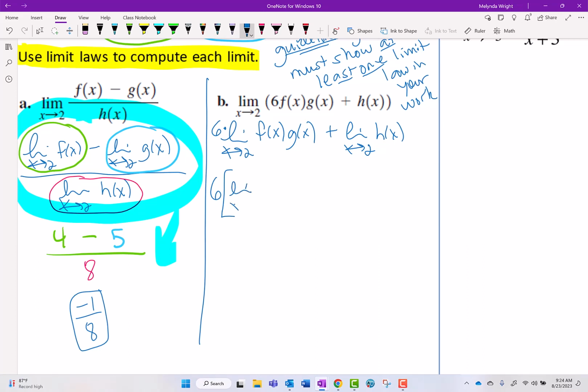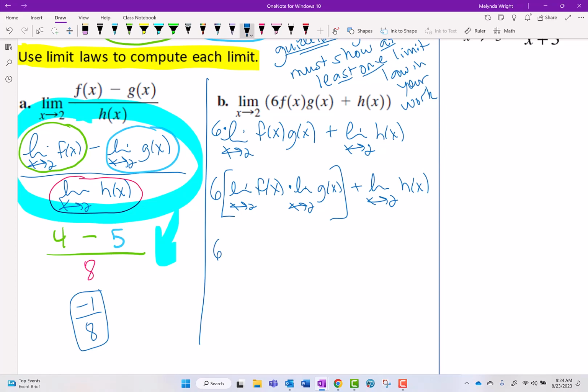So the limit x goes to 2 of f of x times limit x goes to 2 of g of x. Okay, so I've got that split apart plus limit x goes to 2 of h of x. So the bulk of the work really takes place with the limit laws. Once we have the limit laws nice and spread out, we're just going to substitute. It's just a matter of substituting.